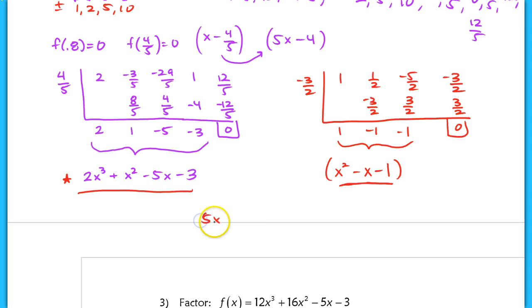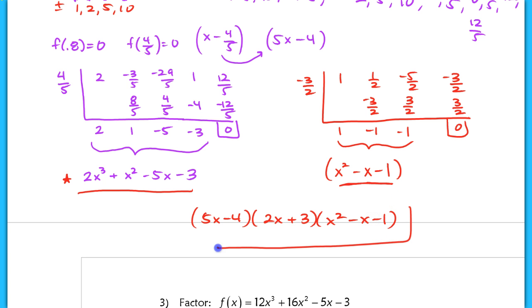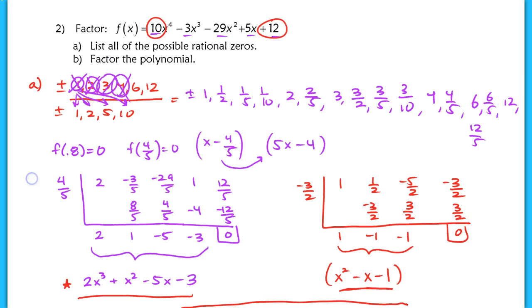So anyhow, to answer that final question here, the factors of our original quartic polynomial are 5x minus 4, 2x plus 3, and x squared minus x minus 1. So these are the factors of our original quartic here to answer part B here to factor this polynomial.